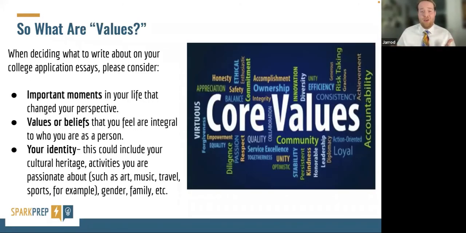What are values? For these values that admissions coaches are looking at in essays, they're looking for things such as important moments in your life that changed your perspective. Values or beliefs that you feel are integral to who you are as a person and your identity. This could include things such as cultural heritage, your gender, activities that you are passionate about, such as art, music, travel, sports, and your family. Basically, things that mean a lot to you and that are part of who you are as a human being.